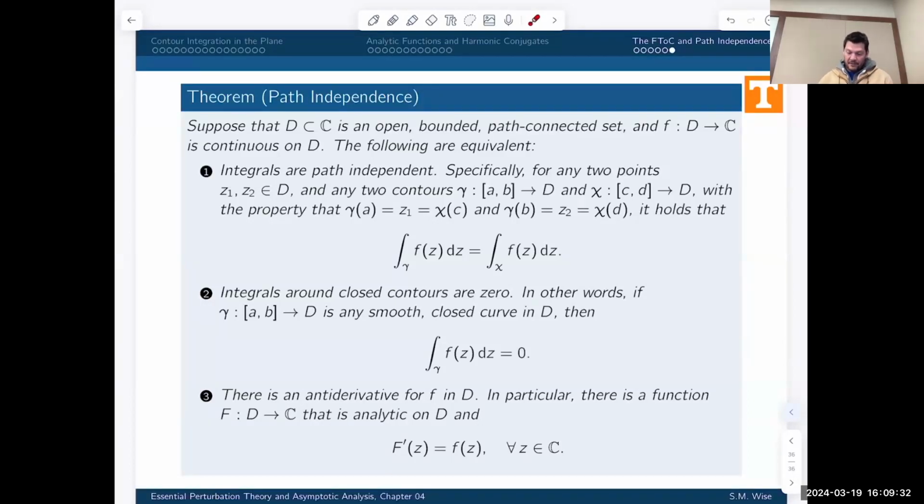All right, so that means that 1 implies 2, 2 implies 1, 1 implies 3, 3 implies 1, and 2 implies 3, and 3 implies 2. They're all equivalent to each other. So I can replace any of these statements with any of the other ones.